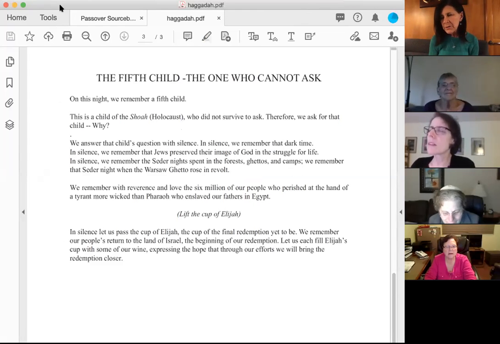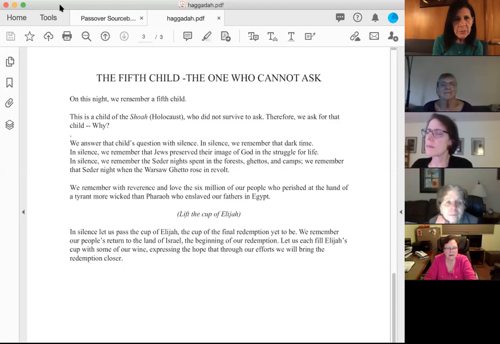So we do this at our Seder. You can do it after the fourth cup, or you can do it before Elijah's cup. It's a beautiful fifth cup. And this is what we read before we pour in our wine. The fifth child, the one who cannot ask. On this night, we remember a fifth child. This is the child of the Shoah, the Holocaust, who did not survive to ask. Therefore, we ask for that child.